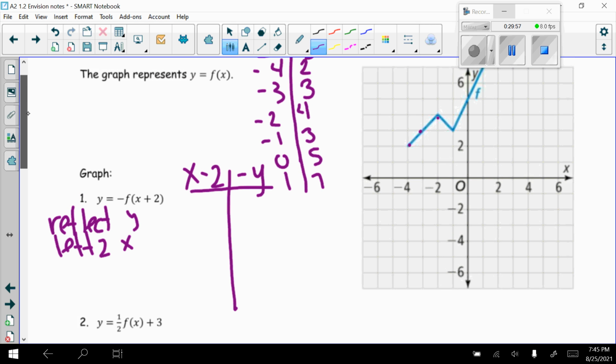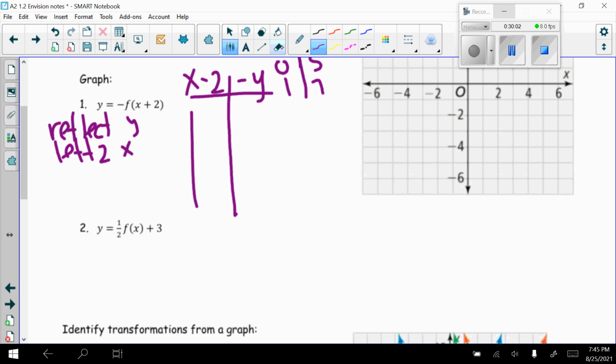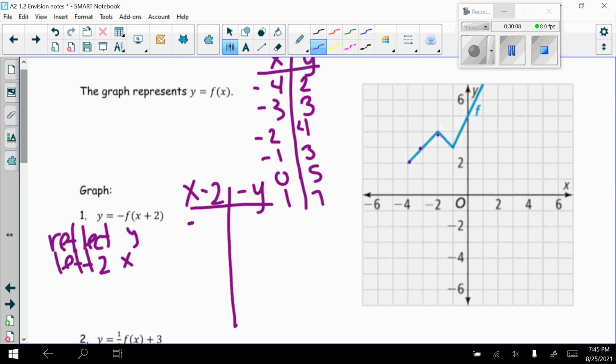So I'm going to subtract 2 from all of these x's. Negative 4 minus 2 puts me at negative 6. Negative 3 minus 2, negative 5. Negative 2 minus 2, negative 4. Negative 1 minus 2, negative 3. 0 minus 2, negative 2. 1 minus 2, negative 1. And I'm going to just change the sign of all of my y's. So this is going to be negative 2, negative 3, negative 4, negative 3, negative 5, negative 7.